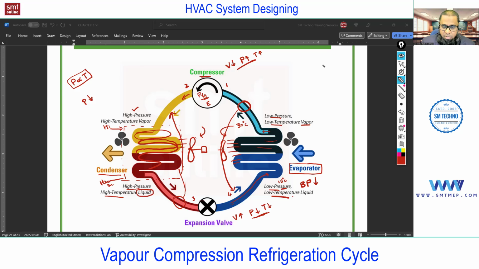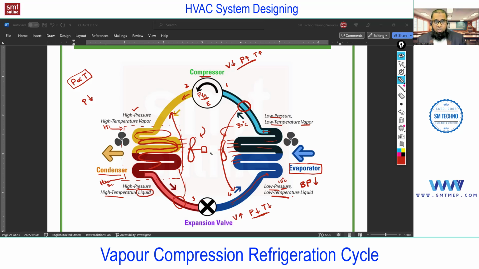Please make a note of this point. We'll use it at the time of the chilled water system also. Apart from this, note how the phase change happens in this cycle, with different processes like compression, condensation, expansion, and evaporation. These are the 4 processes, and I've given the points also: 1 to 2, 3 to 4, and 4 to 1. You'll find the theory in the notes.